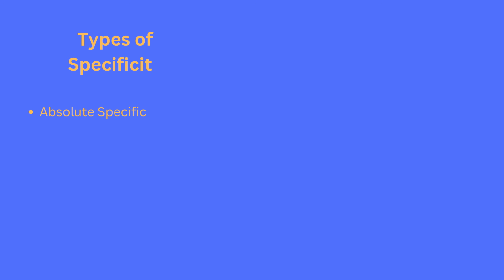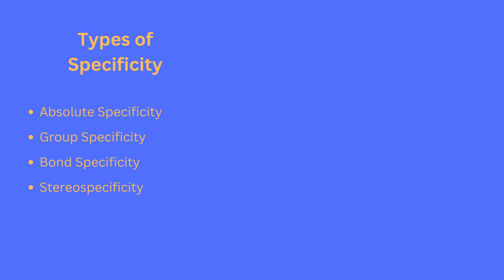There are four types of substrate specificity. Absolute specificity acts on only one substrate. Group specificity acts on a group of similar substrates. Bond specificity acts on a certain type of bond. And stereospecificity acts on only one stereoisomer of a substrate.